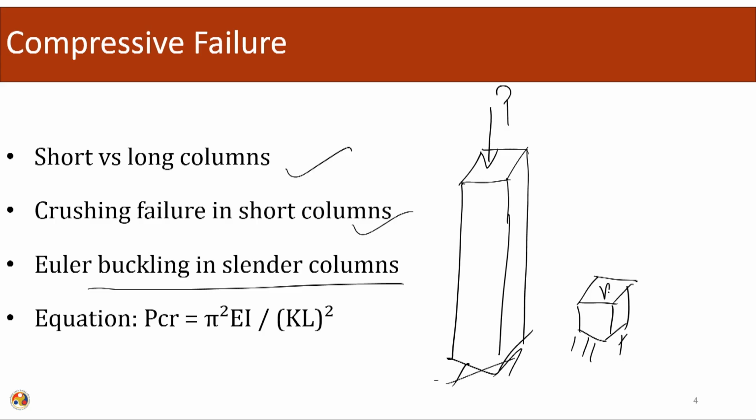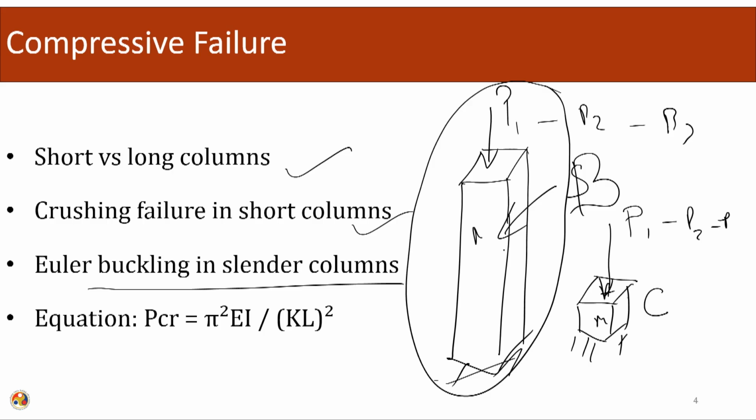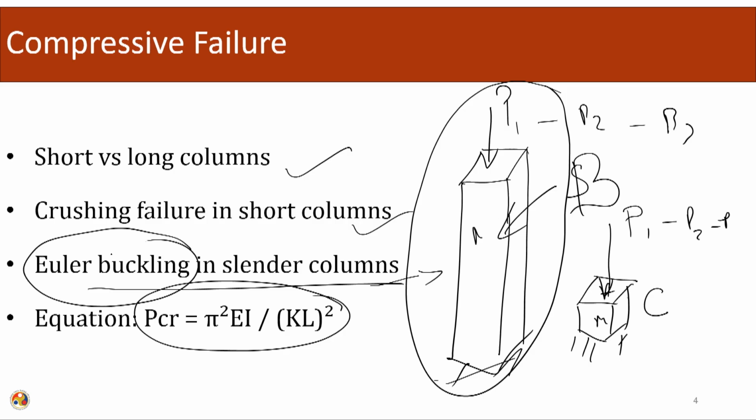So, the cross sectional area is the same, the material is the same, so the load carrying capacity is the same. But this long column is susceptible to buckling, and here the crushing will occur. If the load is increased from P1 to P2 to P3, this configuration might fail in buckling, where the buckling load capacity is given by this equation. We are deriving this equation from the Euler buckling load, and PCR is significantly less than the P compressive.